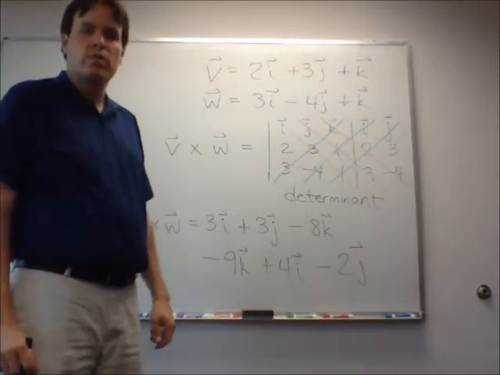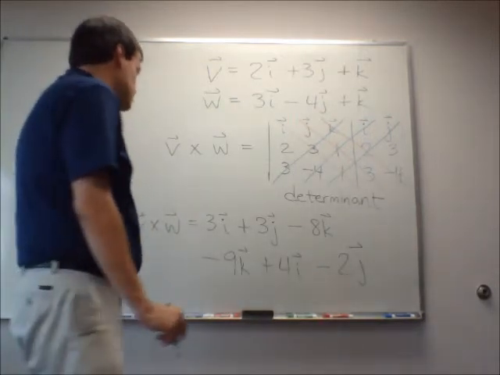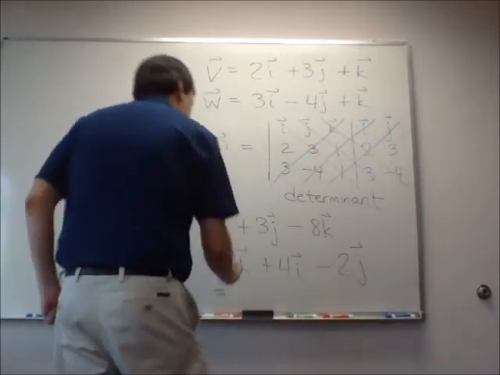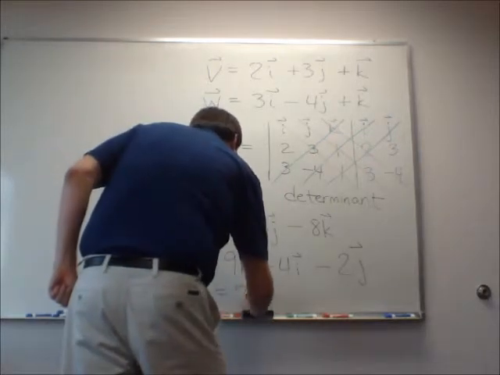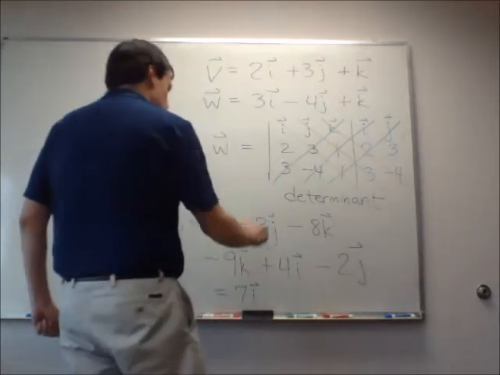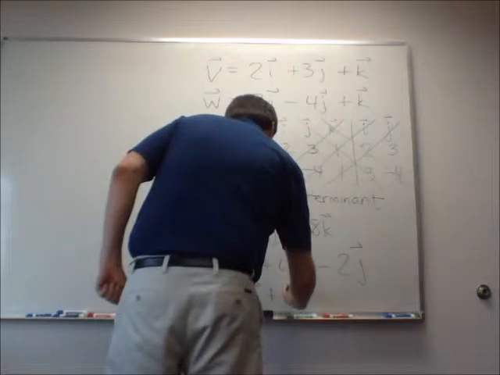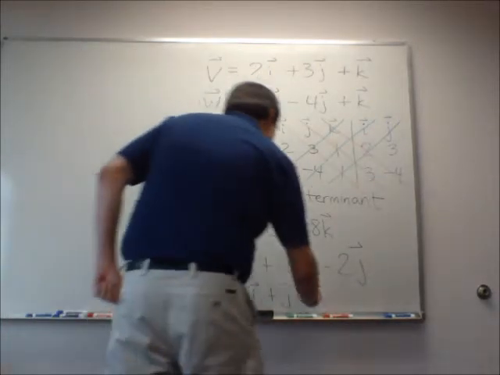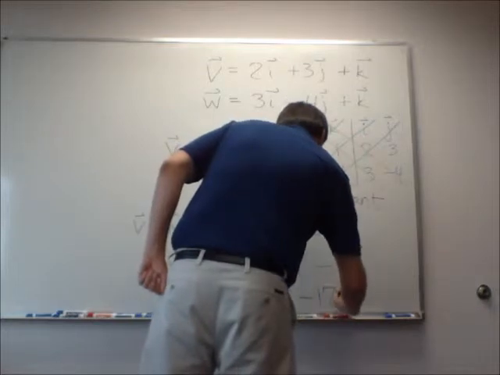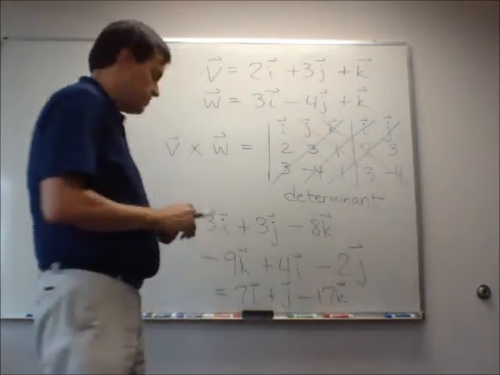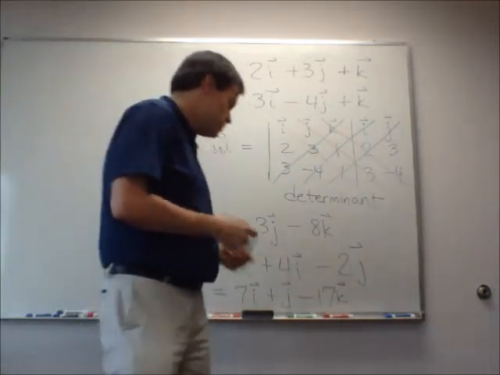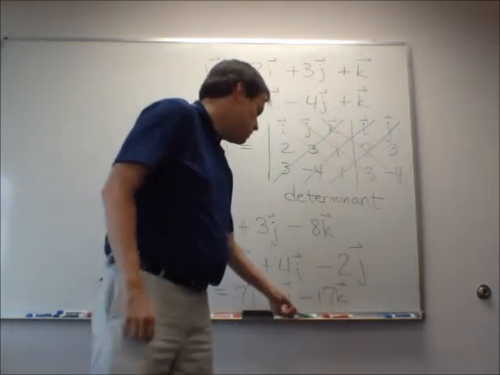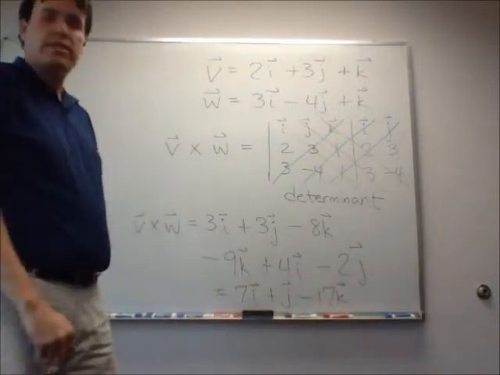So now I have a lot of components written down. This can be simplified to 3i plus 4i is 7i. 3j minus 2j is plus j. And minus 8k minus 9k is minus 17k. All right, so my cross product should be 7i plus j minus 17k.